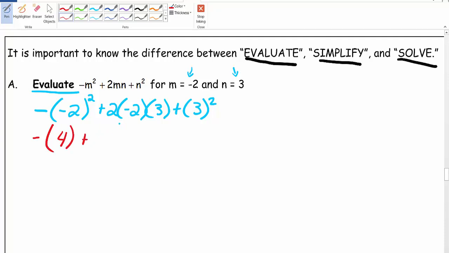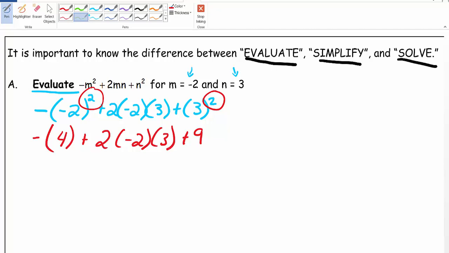Plus, right now, let's just focus on our exponents for this first line. So we have 2 times negative 2. We'll just rewrite the rest of the stuff. And then 3 squared is the same thing as 3 times 3, which is 9. So again, from the blue to the red, the only steps we did were the exponents there.